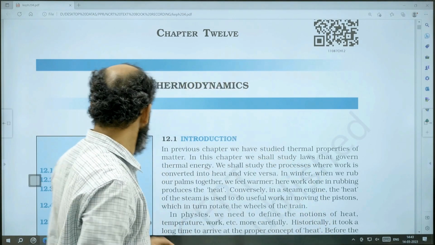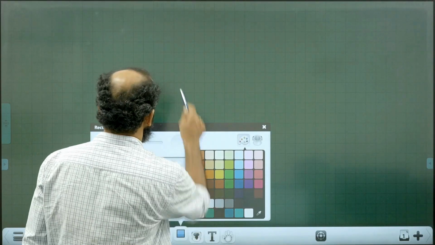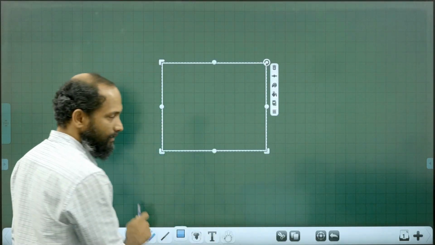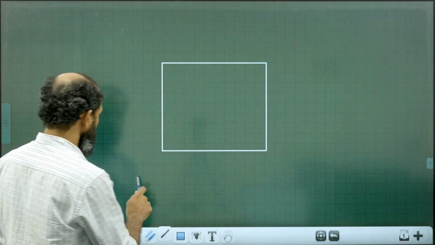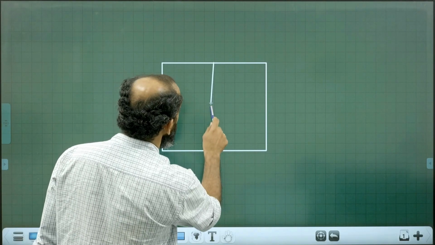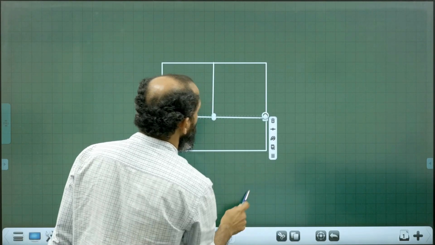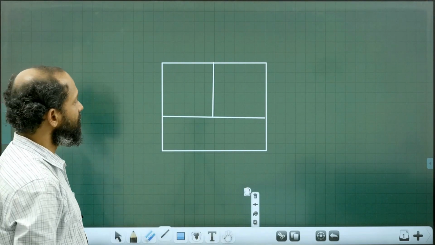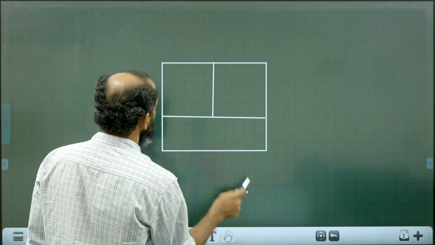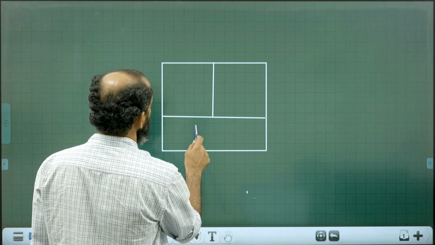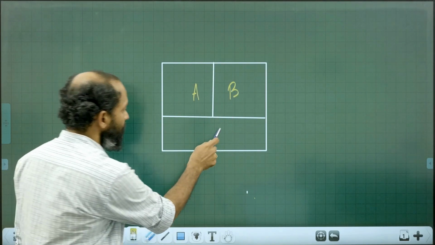Okay, let us recall whatever we have learned there. You have a box containing ideal gas having three compartments. The compartments may be A and B. The third one is C.